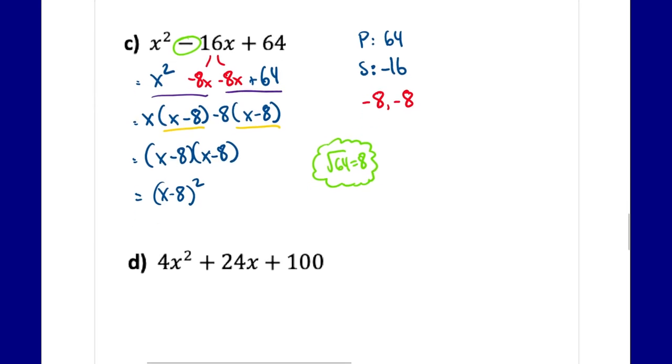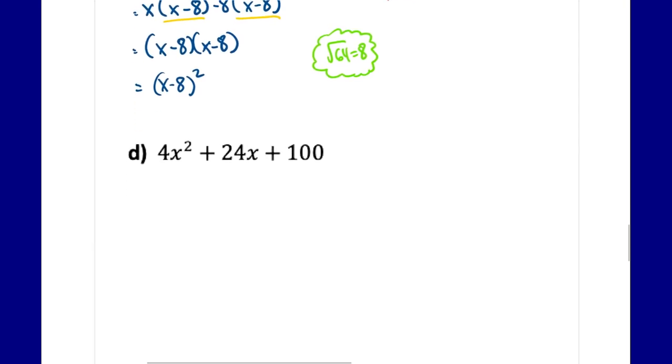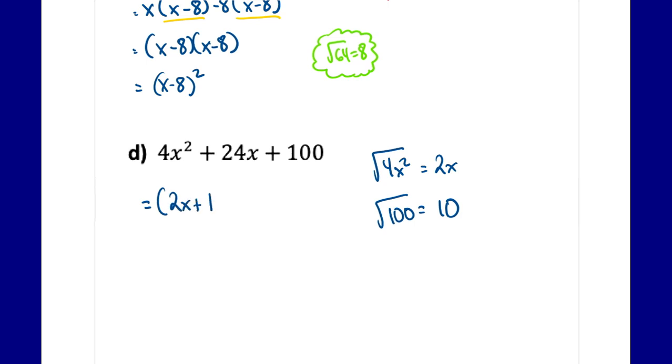So there is actually a quicker way that we can do this. We can double check the square root of each term. So I can take the square root of 4x squared, which would be 2x, and the square root of our last term, which is 100, which is 10. And from this, I have enough information to write out my factored form, which in this case would be 2x plus 10 squared. And we're going to talk about what to look for to go through this.